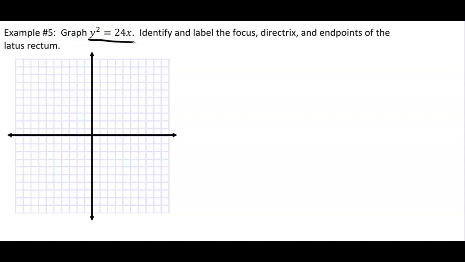And by looking at that, we know a couple things. We know that it's going to be a sideways parabola, so it's either opening to the right or the left. Now you want to look at that 24. That 24 has to equal 4p, okay? That's important because we want to find p. So we're going to divide both sides by 4. 6 equals p. Okay, now this is going to have the vertex at the origin.